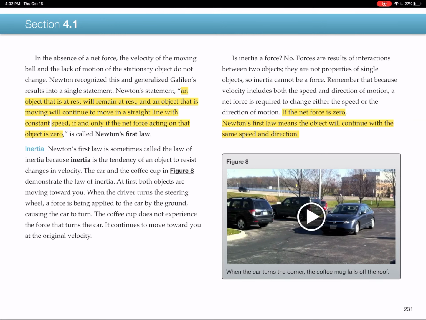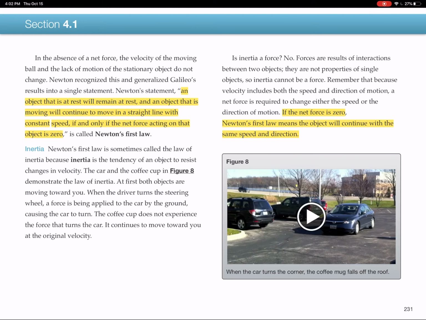Newton expressed this systematically by saying an object at rest will remain at rest, an object that's moving will continue to move in a straight line with constant speed if and only if the net force acting on that object is 0. So figure 8 in your book is a video depiction of Newton's first law.